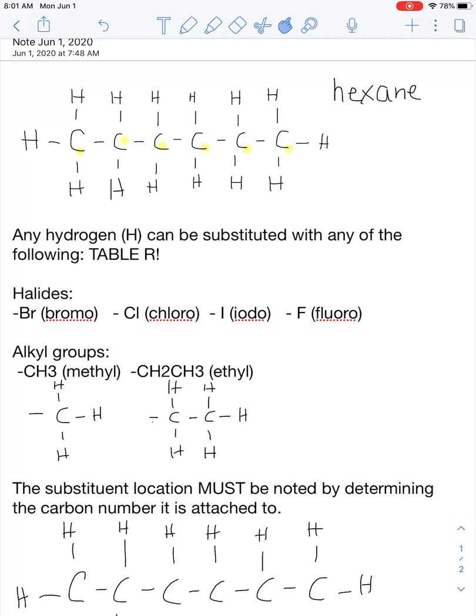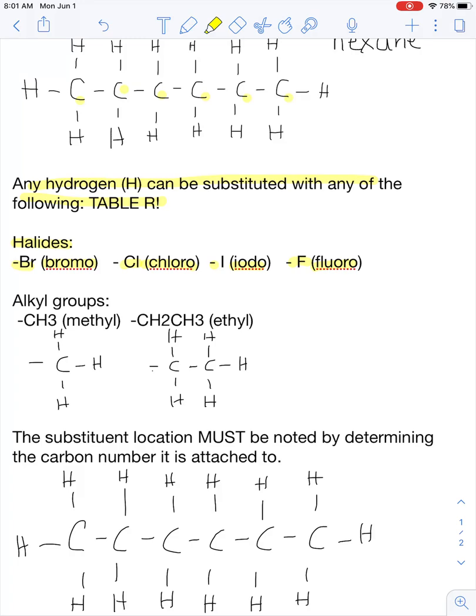Now what we talked about is any hydrogen can be substituted for any of the following, and this is all on table R. So a hydrogen can be substituted with halides, so a Br, which is named bromo, a Cl, which is chloro, an I, which is iodo, and F, which is fluoro. So any one of those hydrogens can be substituted with those, or they could be substituted with something called an alkyl group. Now alkyl groups are carbon groups.